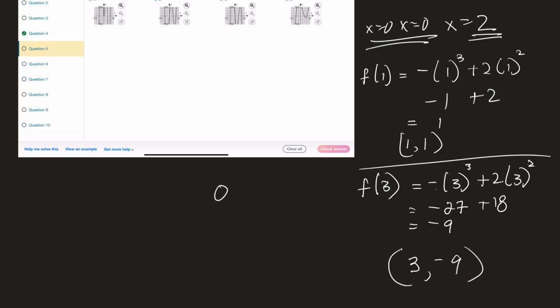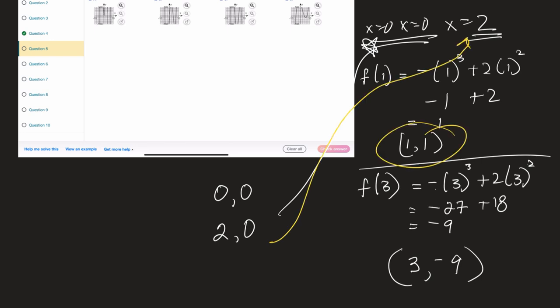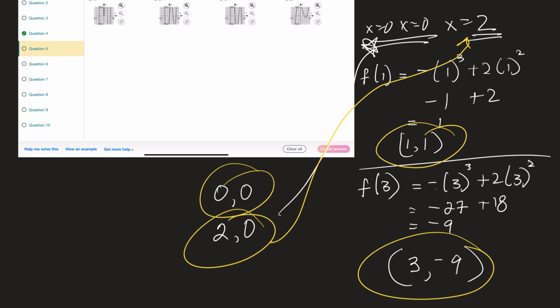So I used the point 0, 0. That was from there. And I used the point 2, 0. And that one is from there. And then I used this point and this point. So I had to use all 4 of those points when I graphed.